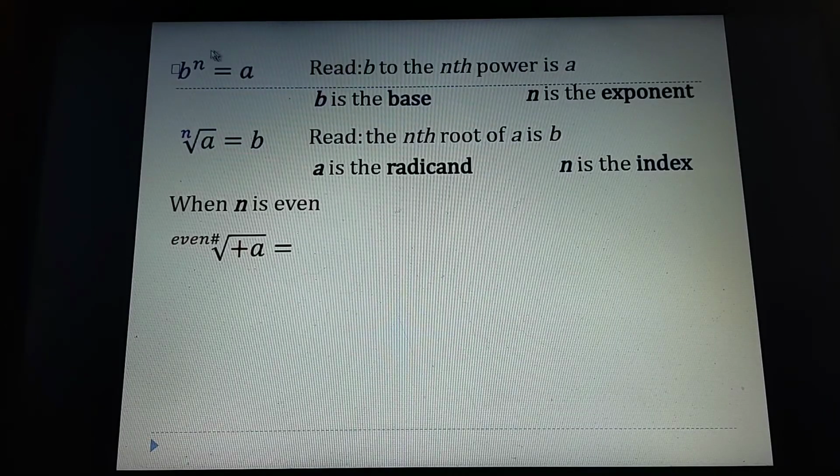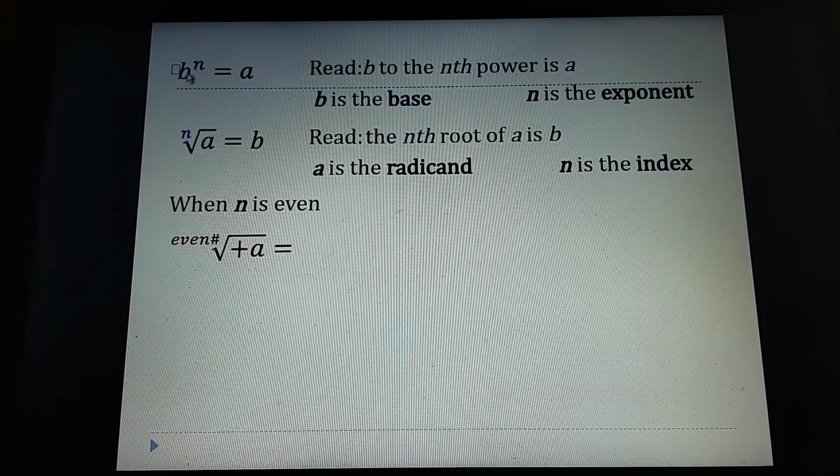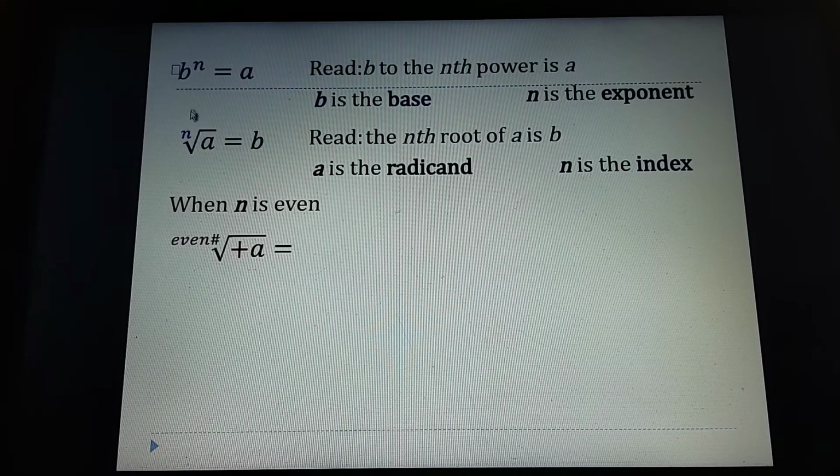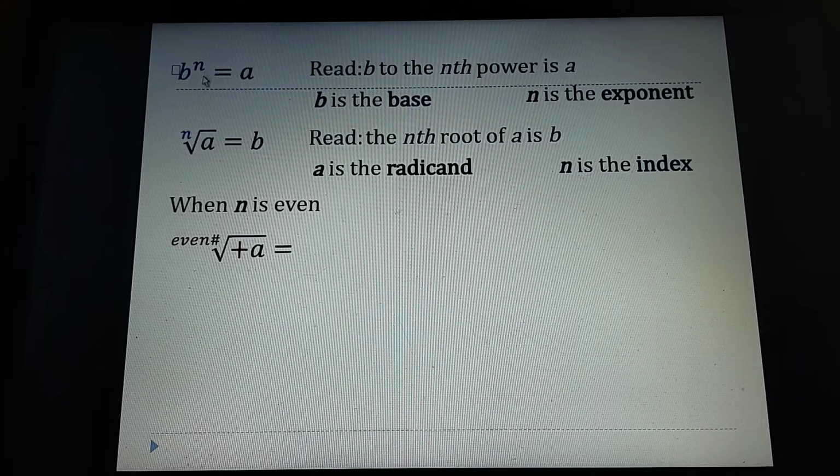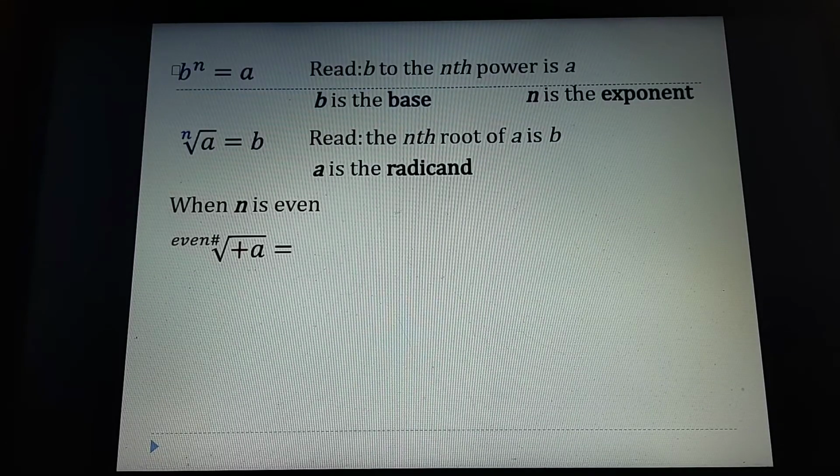Okay, so anything that can be written as a base to a power can also be written as a radical. So what acts as your base up here becomes the answer down here. Whatever is your exponent up here becomes the index here. And what was the answer here becomes your radicand here. So it's just a matter of paying attention to where they go, and they're related and they're opposites. It's kind of like saying 4 times 3 is 12. I can rewrite that as 12 divided by 4 is 3.